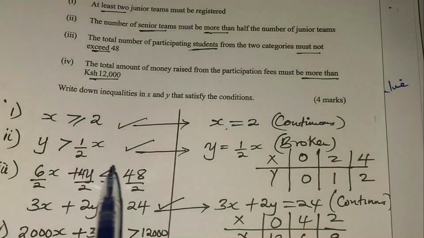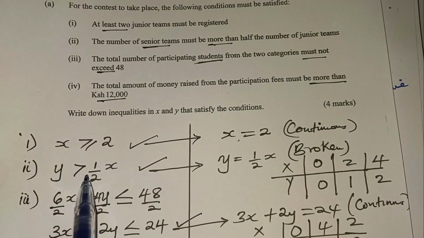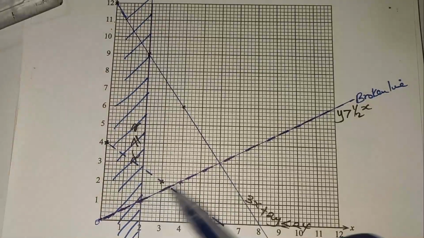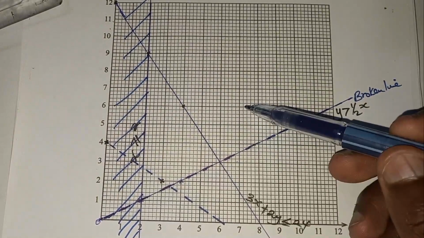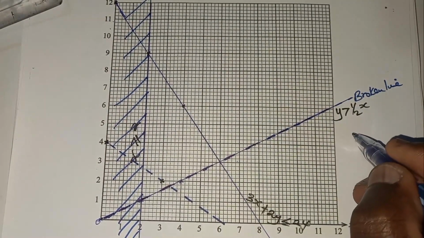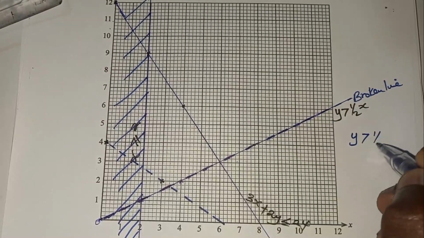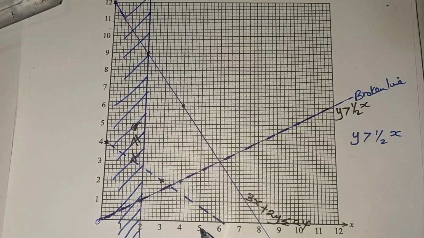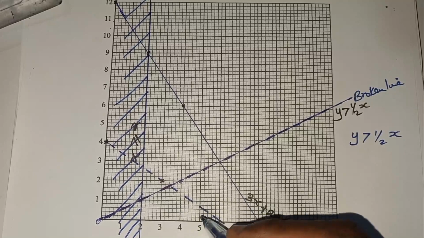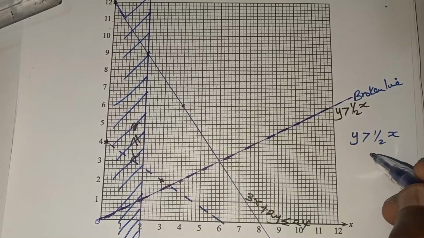For the second one, y is greater than half x. So this is the line. We don't know whether to shade above that line or below. So what we do is pick a point below that line and test. I can pick 5, 0. Let me pick 5, 0, a point that is below that line.